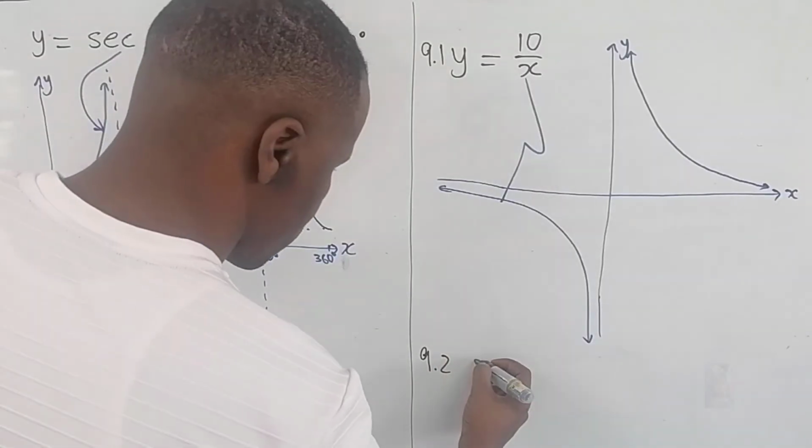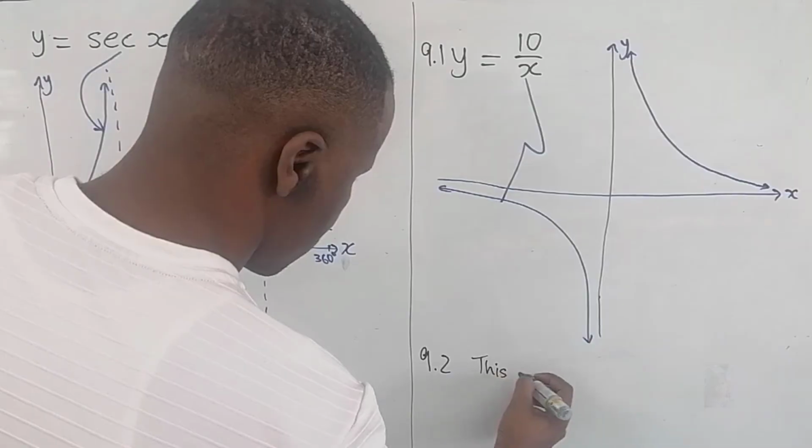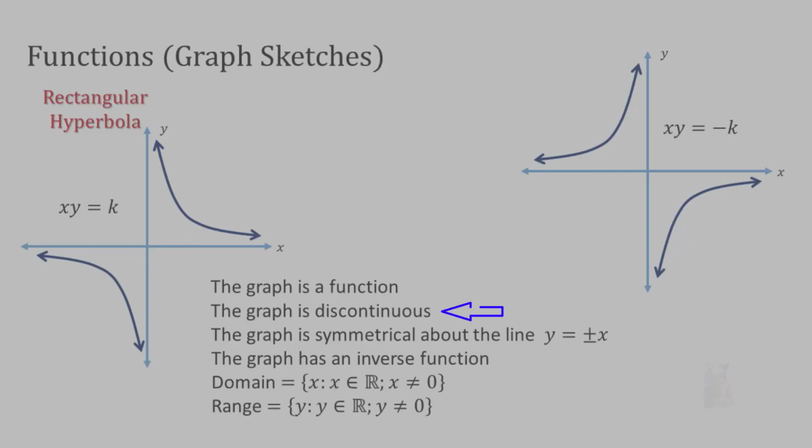Then the follow-up question is asking if this curve is continuous or not. So looking at the features, you can obviously tell me if it's continuous or not.